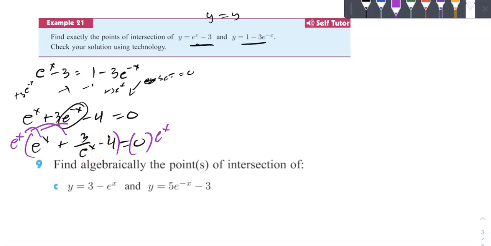So we're going to multiply it out. And we get e to the x times e to the x, which we all know is e to the x squared. Over here, these cancel out, and you just get 3. Over here, I get negative 4 e to the x. And e to the x times 0 is 0. Now I could rewrite this middle part to be like this.